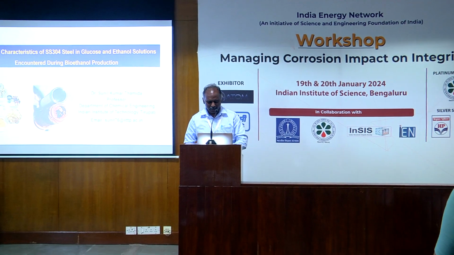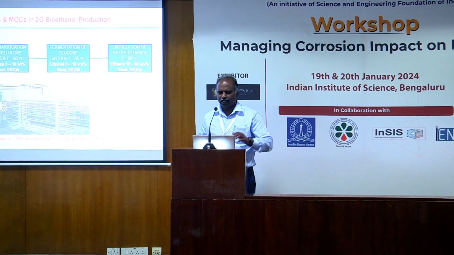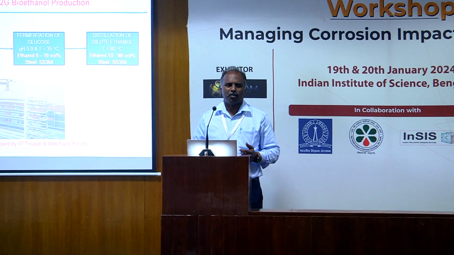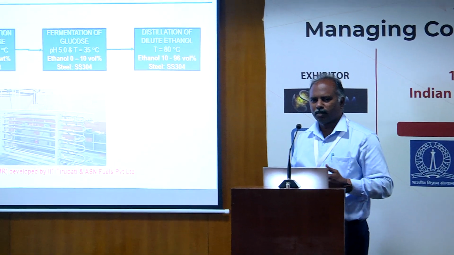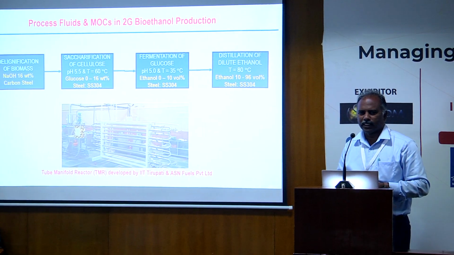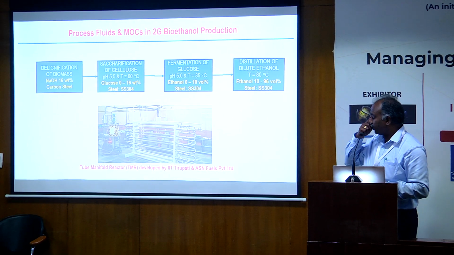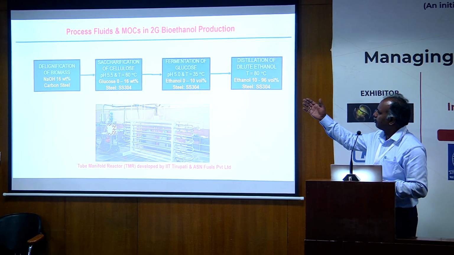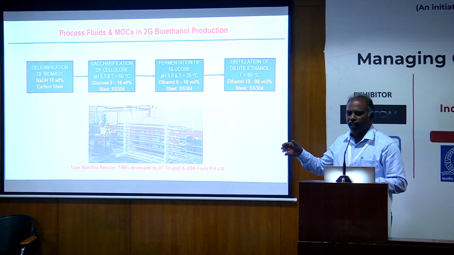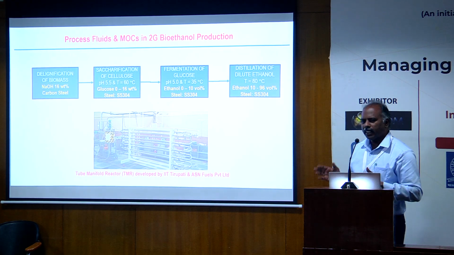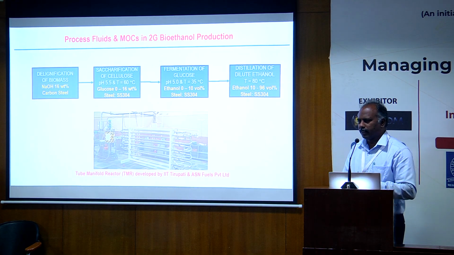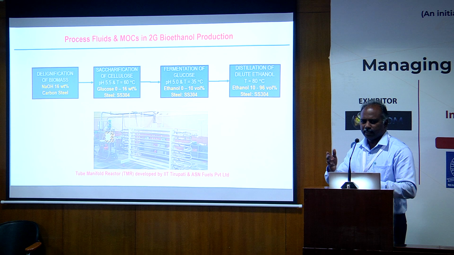That's the storage part. Apart from that, when we come to ethanol from biomass, agri-waste, we have a few more processes where we need to take care of the process material of construction, equipment material of construction. So I'll just briefly tell what are the process fluids that we come across. In delignification, we come across 16% NaOH, that alkali process. Satyan has mentioned about that.